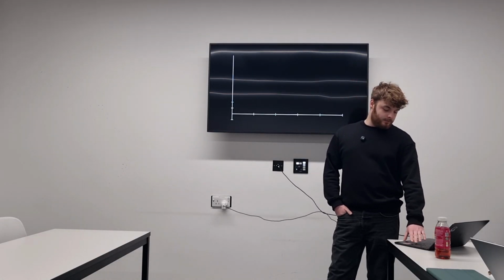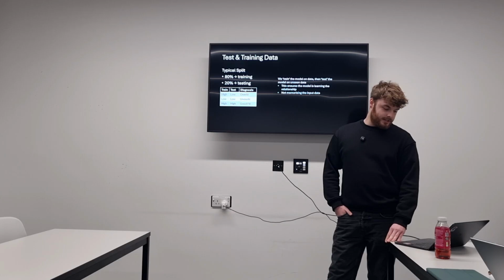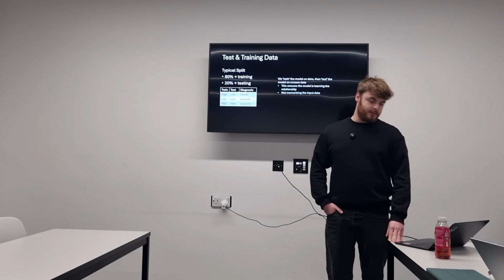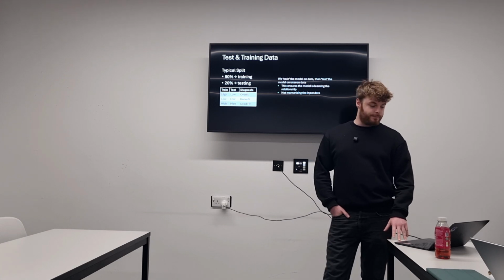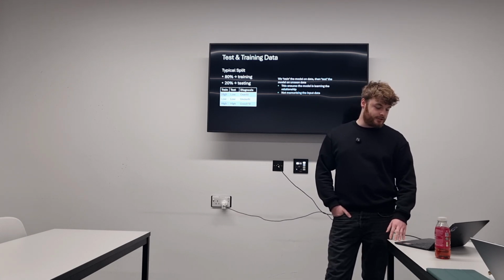So, did not mean to go there. The first thing we need to address is the difference between test and training data and what the point of splitting them is. The typical baseline approach for any machine learning model is to train your model on 80% of the data and then test it on 20%.